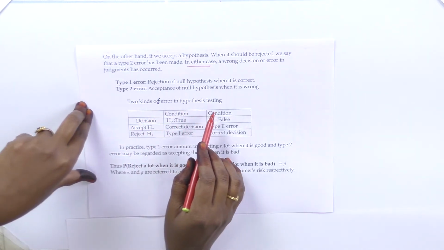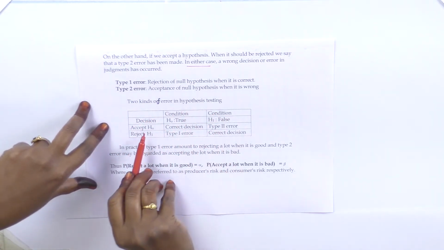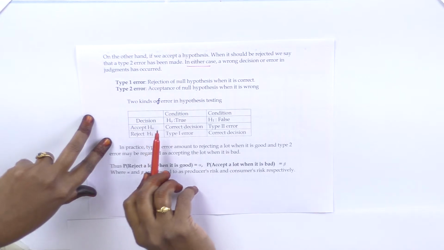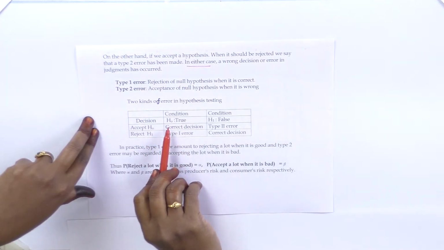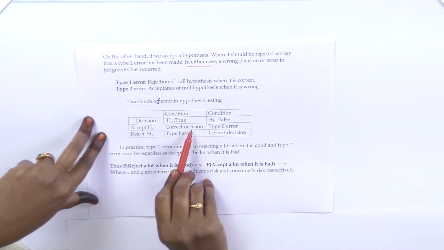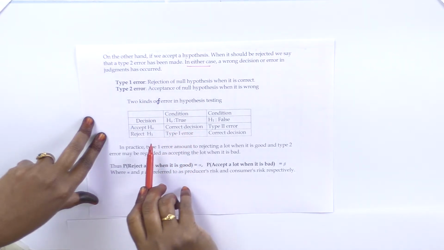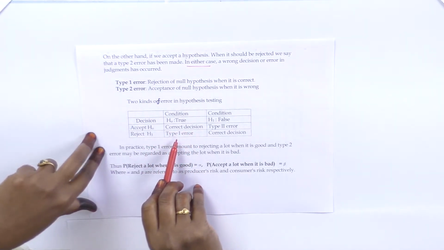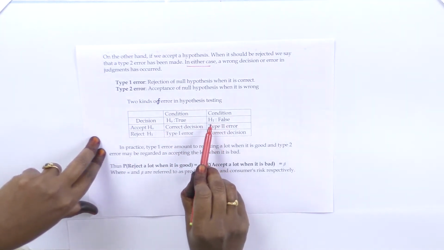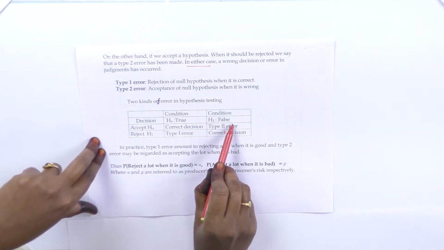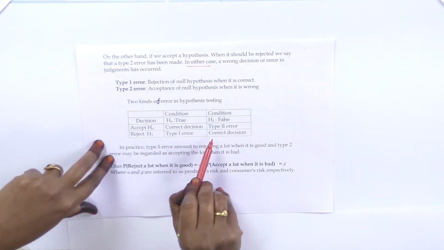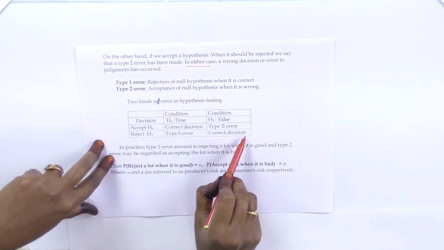Here we have two types of testing decisions, acceptance of H0 and rejection of H1, based on these two conditions. The decision is H0 is true, that is, our null hypothesis is true. The corresponding condition: we accept H0, which is a correct decision. Reject H1, that arises type 1 error. Second one, the decision is H1 is false, that is, our alternative hypothesis is false. Then acceptance, that is a type 2 error arises; rejection of H1 is the correct decision.